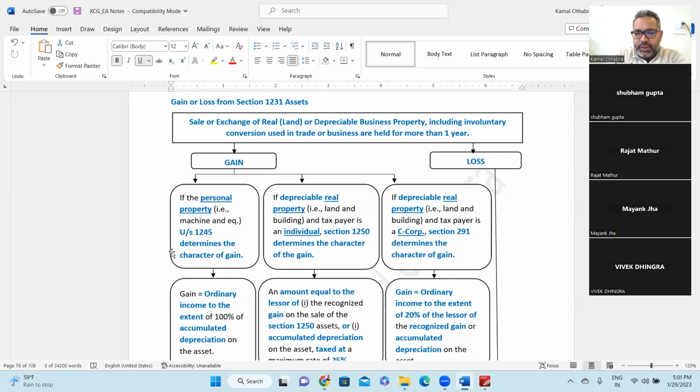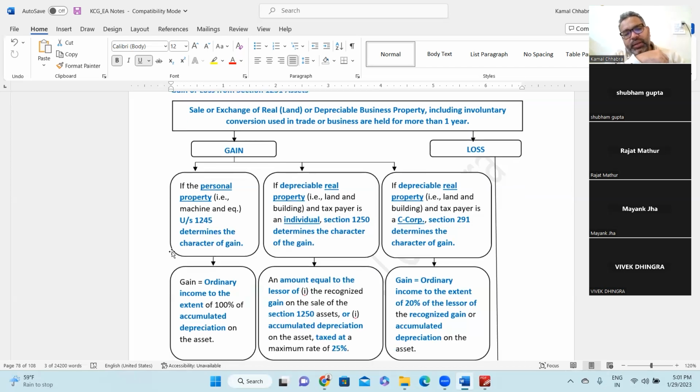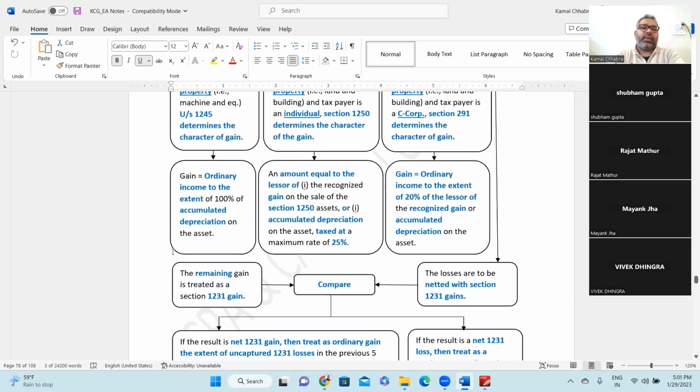And what is personal property? Which is machineries or equipment. Are you guys with me? Yes. So if you look at the first box on the left hand side, if it is personal property like machineries and equipment under section 1245, then determine the character of gain. The character of gain will be ordinary income, to be taxed at the ordinary tax rate, to the extent of accumulated depreciation.